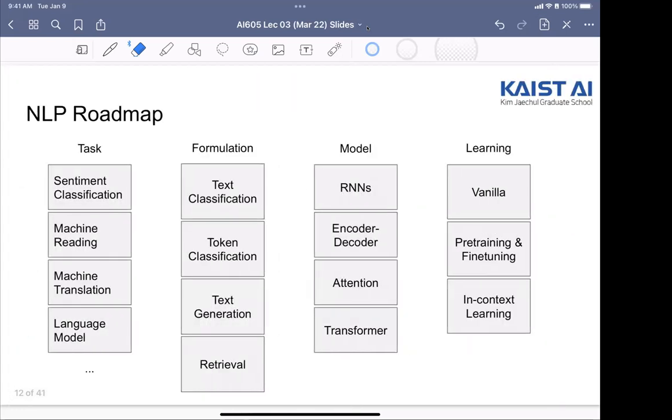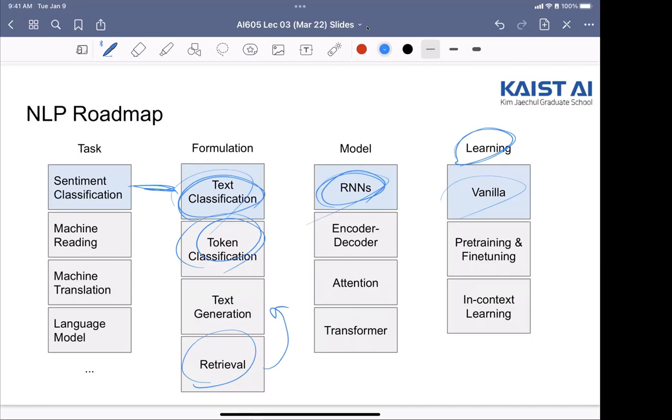Okay, so I think I spent too much time on the first part, which was supposed to be around 10 minutes, but I spent like 40 minutes. So we just basically covered up to here: sentiment classification, text classification, RNNs, and vanilla learning. I'm going to talk about what learning means. You can forget about this for now, but we talked about RNNs and text classification, and one of the task examples is sentiment classification, although there are a lot of text classification tasks. And today we're going to cover token classification and retrieval.